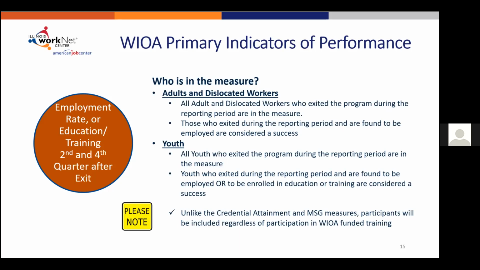And unlike the credential and MSG measures that seemed a little more complicated as far as calculating denominators, these measures have nothing to do with training enrollments. If they never had any training, just a couple career services, and you enrolled them, they will be counted in these measures. So we're not just looking at people who get occupational skills training to put them in the measure. They're all in. And it also has nothing to do with their employment status when they come to you. If you enroll them employed, they will still be in the measure.